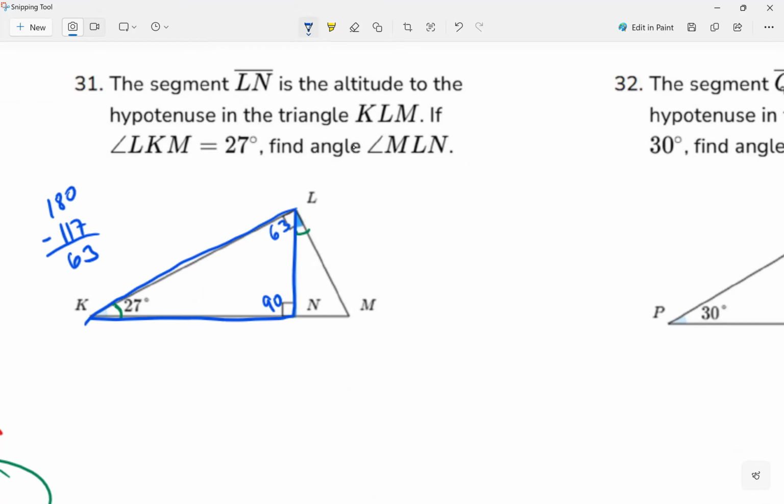But wait a minute. I see 63 in this angle that I'm looking for. Let me call it X. 63 without making a 90-degree angle. So 63 plus X is equal to 90. So let me subtract 63. So that gives me X is equal to 27. Okay, there you go. Found it.